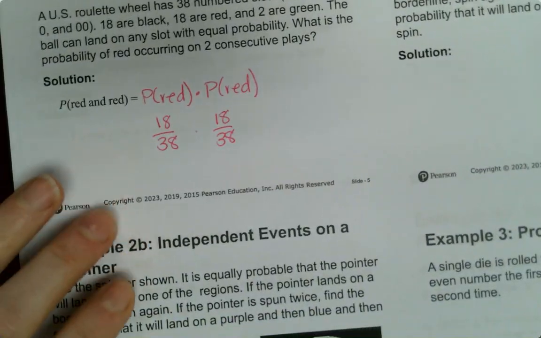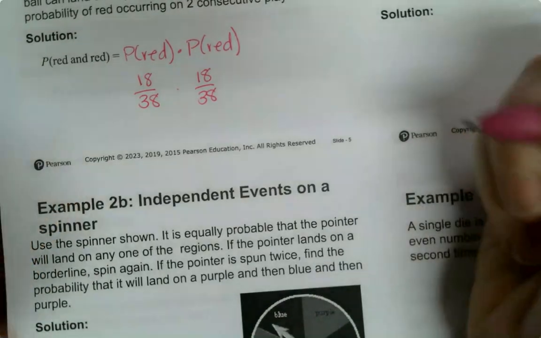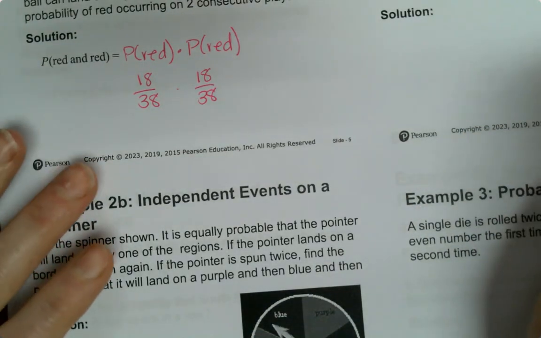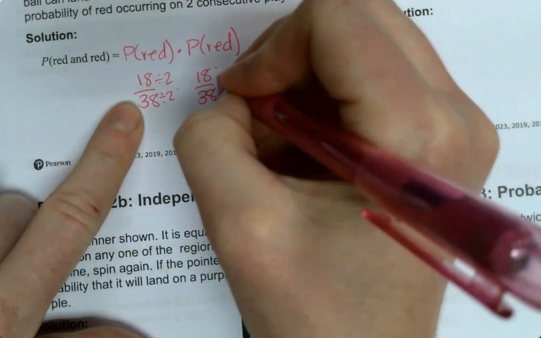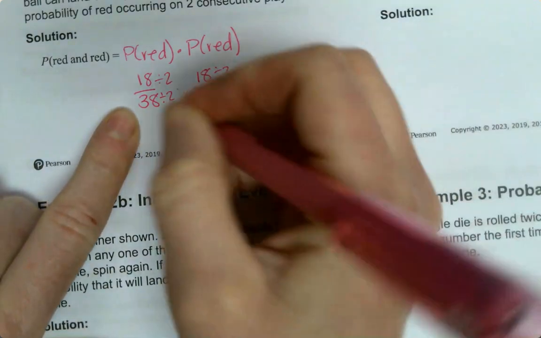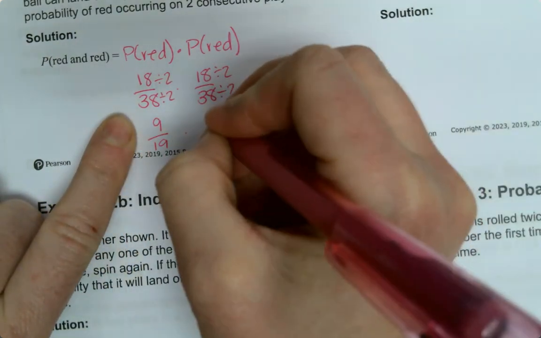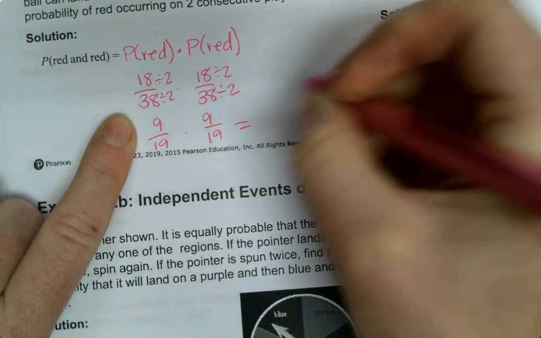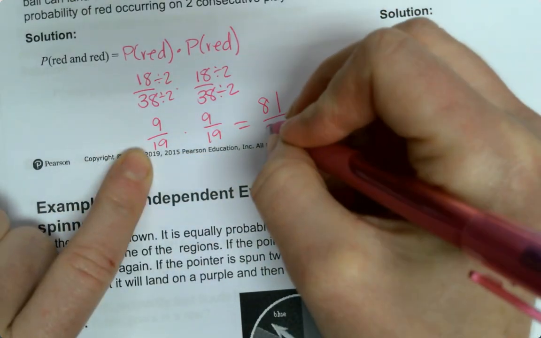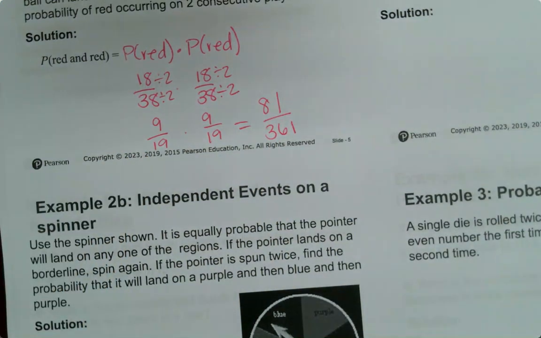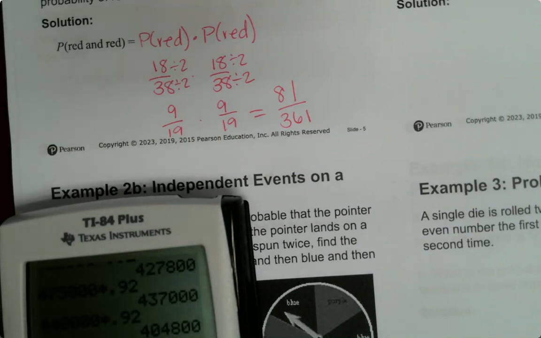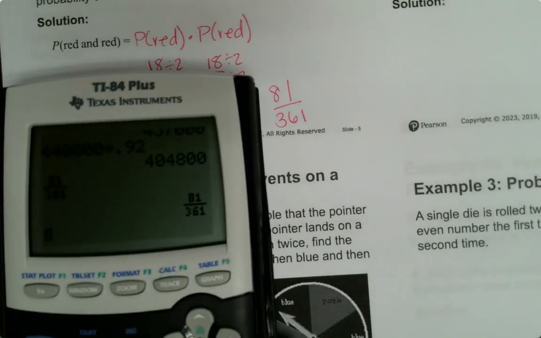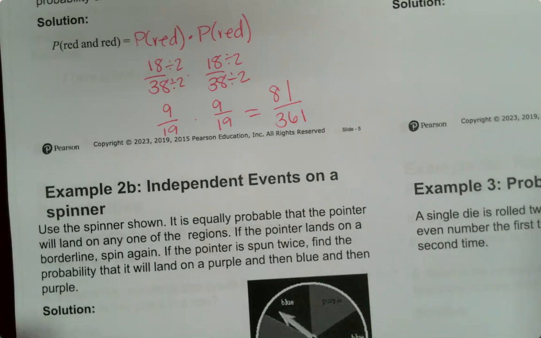So we multiply these. You can multiply straight across and simplify, or you can simplify before you multiply. Either way, I would simplify both of these by 2's because they're both even. And then multiply straight across. And then see if you can simplify from there. I don't think you can. Nope, sure can't. So we'll leave it just like that.